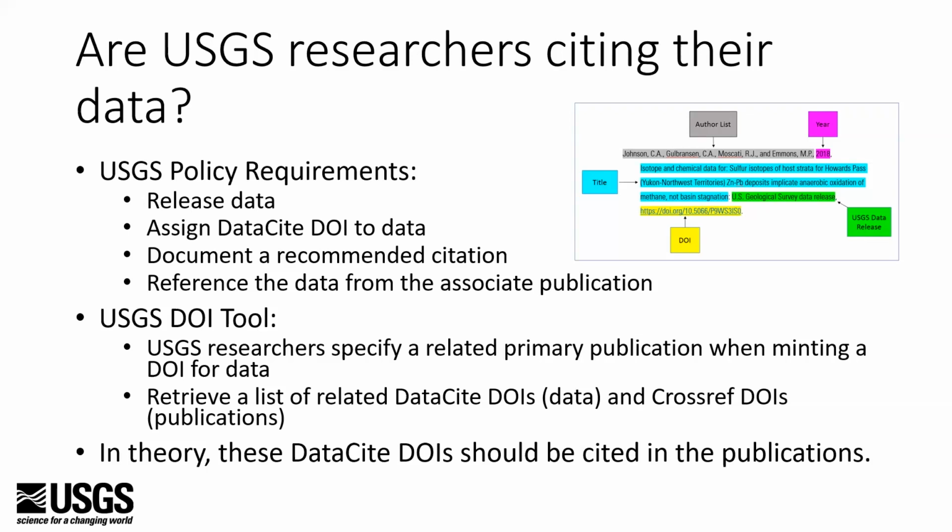Through the USGS DOI tool, we're able to retrieve a list of DataCite DOIs and their corresponding publication DOIs. So in theory, these DataCite DOIs should be cited in the corresponding publication. How can we verify that this is the case?